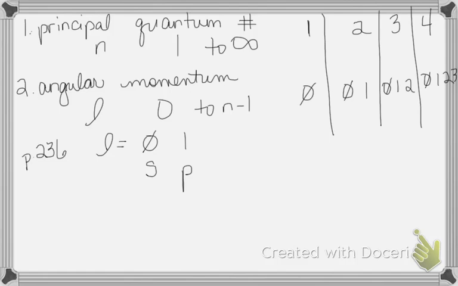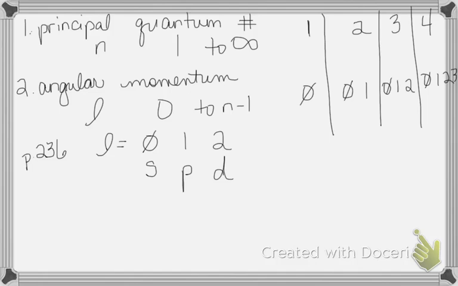A figure 8 or a dumbbell. Those are, you'll hear me say, and most of the time we call that a dumbbell shape. If L is equal to 2, that corresponds to a D letter. And at the bottom of 237, those are the D orbitals. They're called orbitals. And we refer to those as cloverleaf.